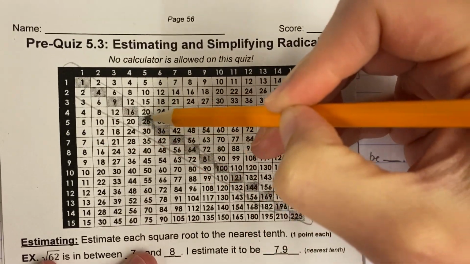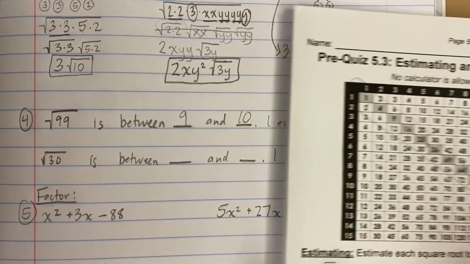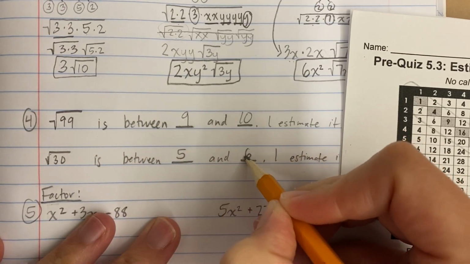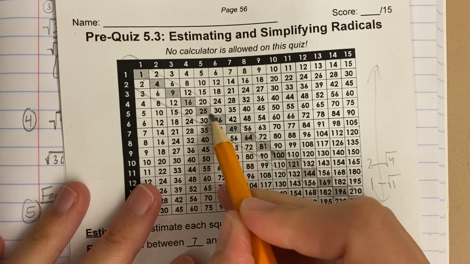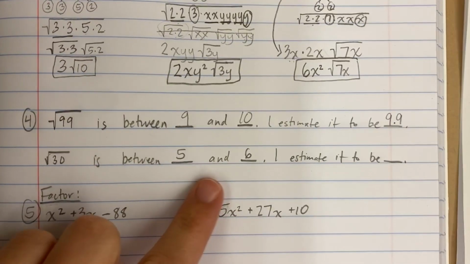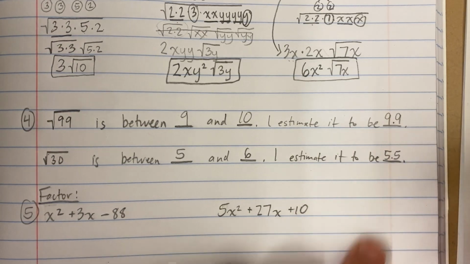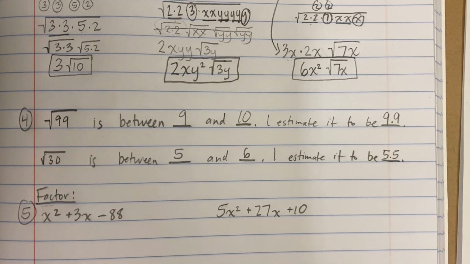The square root of 25 is 5, and the square root of 36 is 6. So the square root of 30 is going to be in between 5 and 6. And like I said, it's kind of like halfway between. So what's halfway between 5 and 6? 5.5. Right?